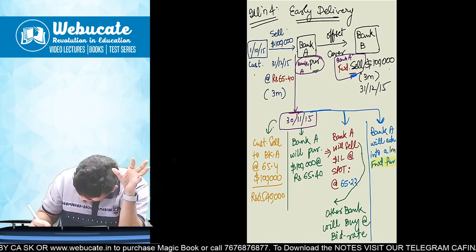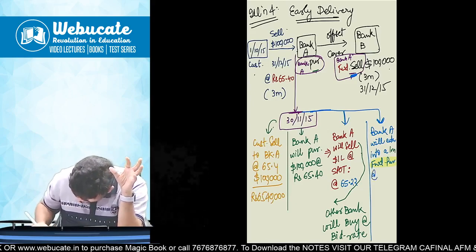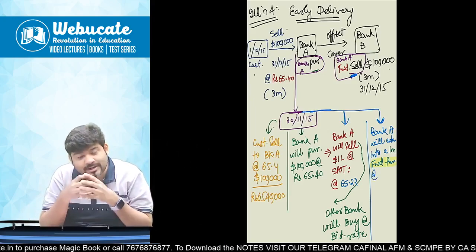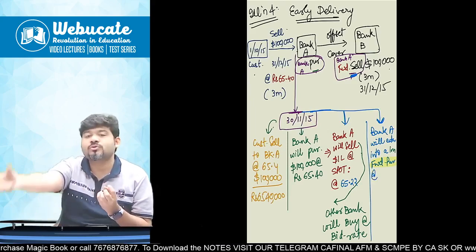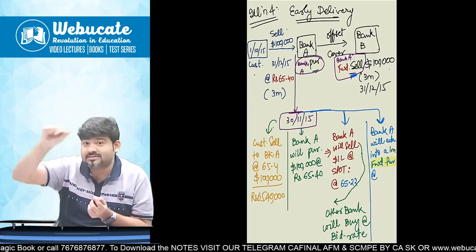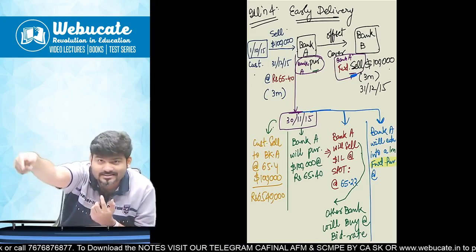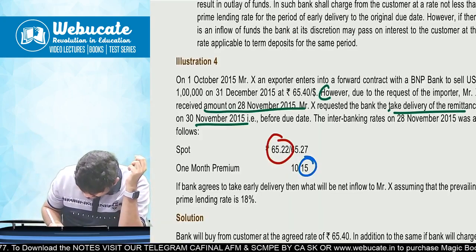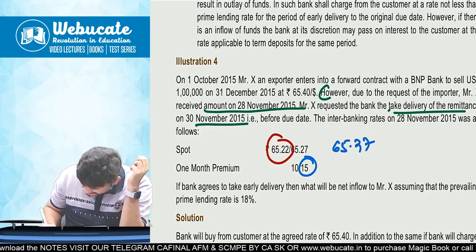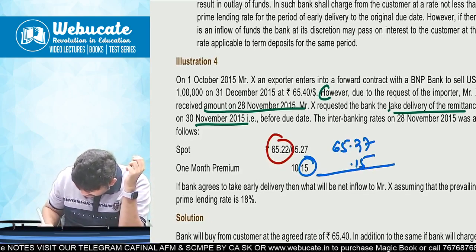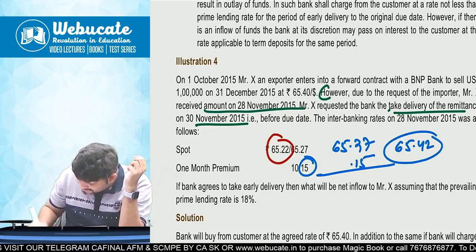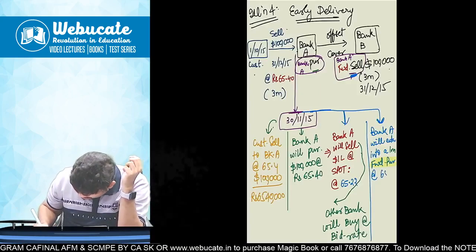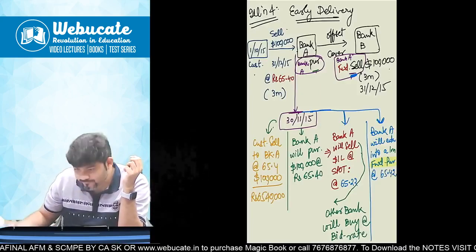At what rate? What is the 1 month forward purchase rate that is going on? Again, now the bank today is going to enter into a forward purchase. So if Bank A needs to purchase, the other bank, which is the real bank, is selling at the ask rate. So what is the ask rate going to be? 65.27 plus 0.15, 65.42. Got it, guys? 65.42. Got it?